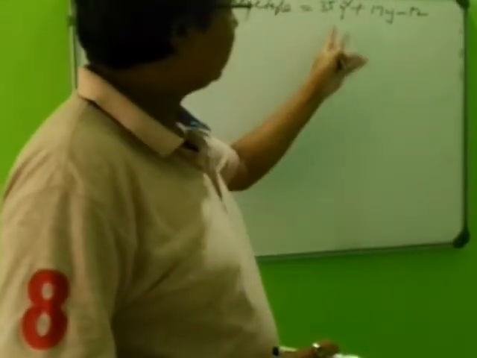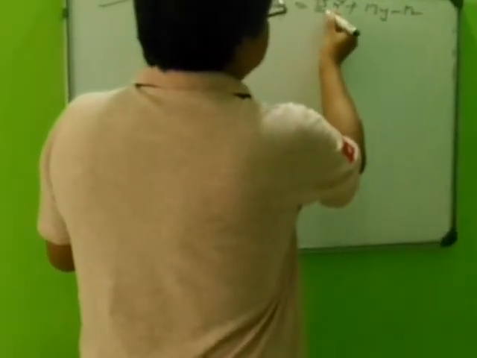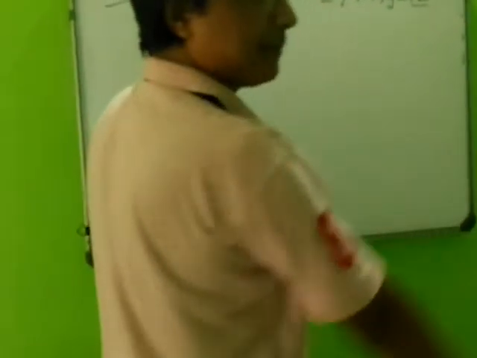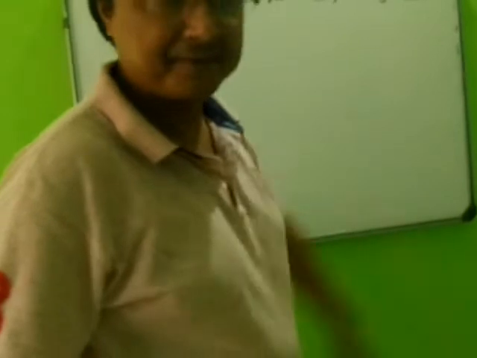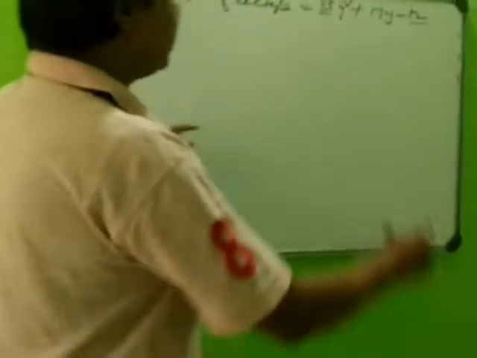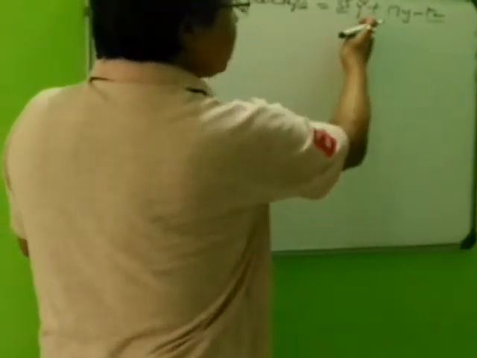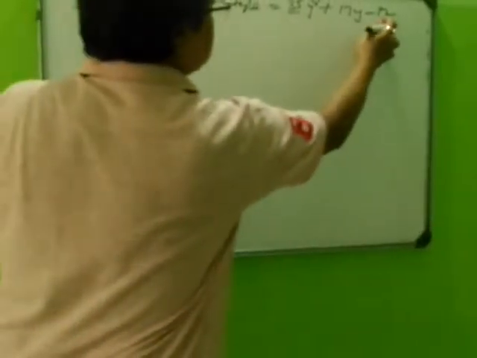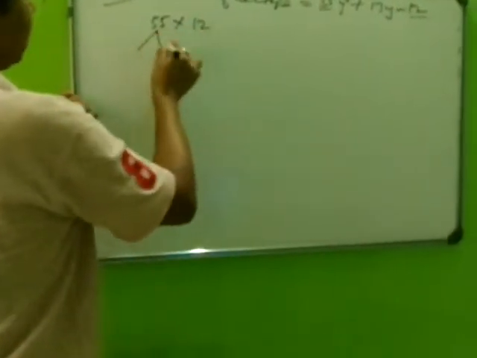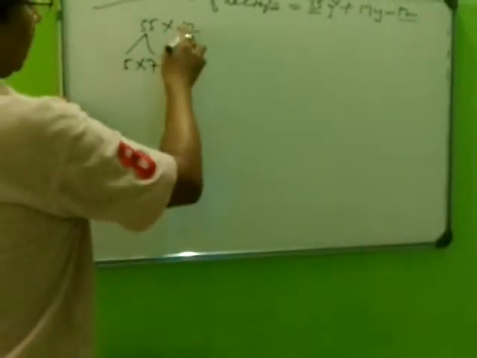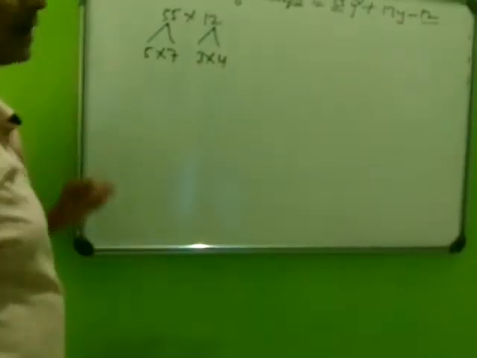So again here you will do factorization. You see these numbers are not perfect squares: 35 is not a perfect square and 12 is also not a perfect square. So you are going to split the middle term. The constant is 12 and the coefficient of y square is 35. So 35 into 12. Factors of 35, 5 into 7. Of 12, 3 into 4.